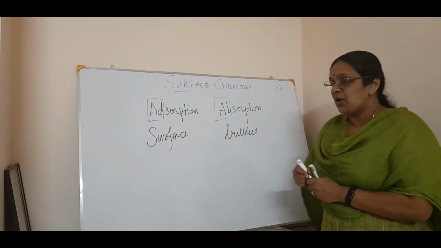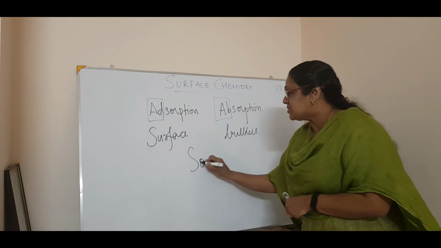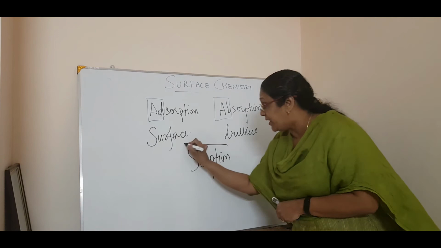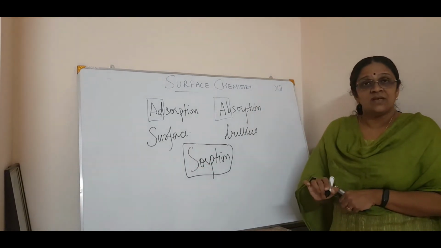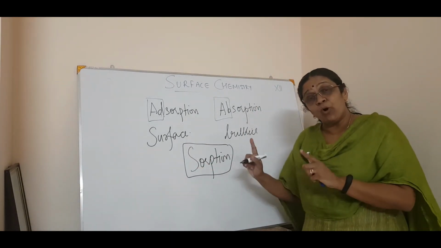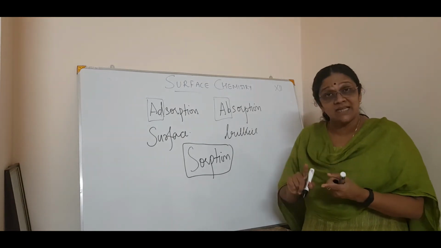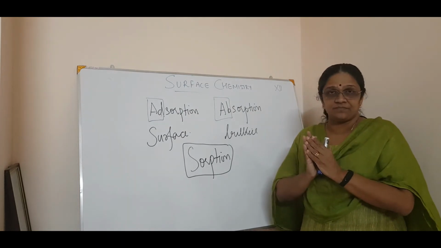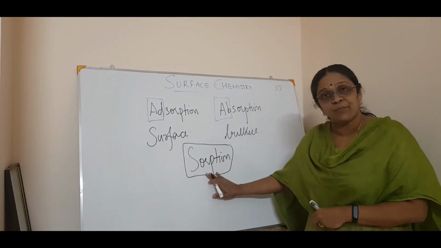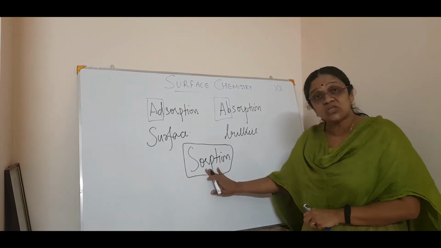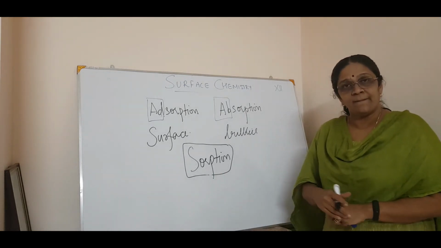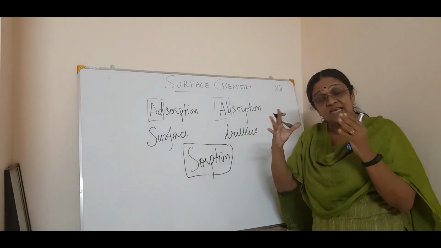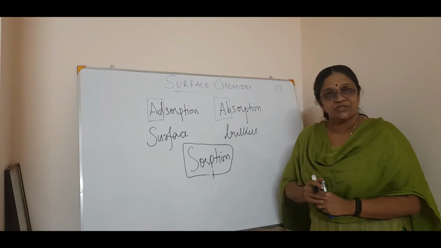In such a case, we call it sorption. See, it is neither adsorption nor absorption, it is simply sorption. What is sorption? Sorption means both adsorption as well as absorption take place. So in that case, we call that process sorption. Got it? So what is sorption? Both adsorption as well as absorption taking place simultaneously is called sorption.